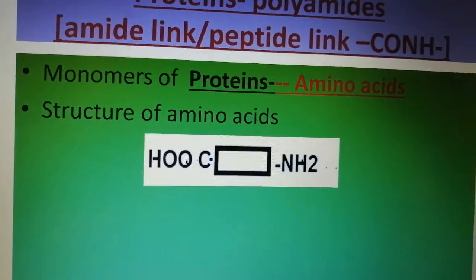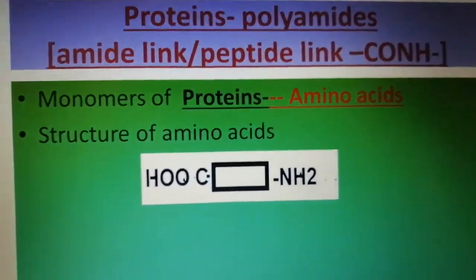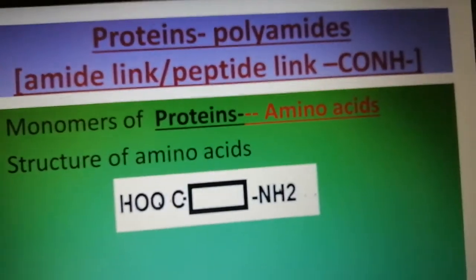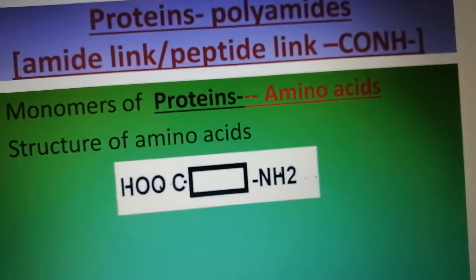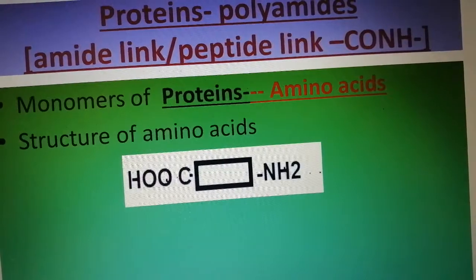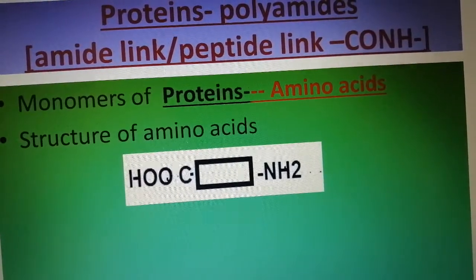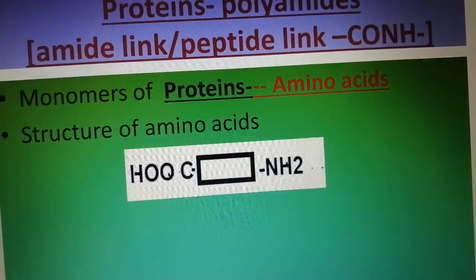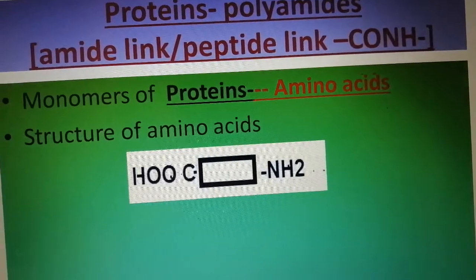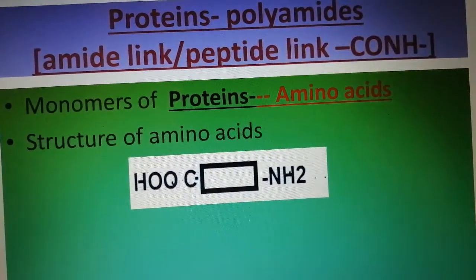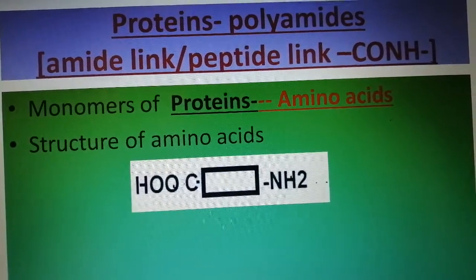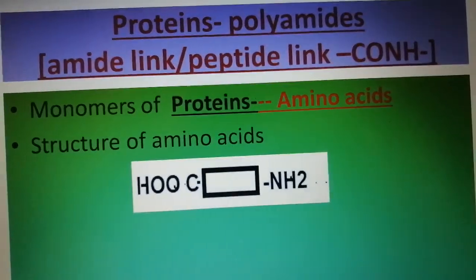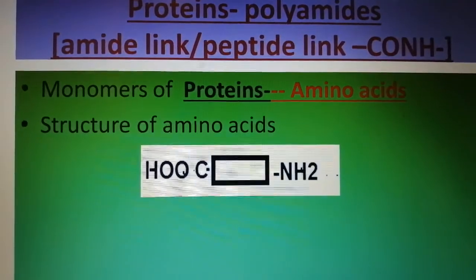Now we are going to proteins. Proteins are an example of polyamide. They have an amide link, or usually in proteins we say peptide link. Peptide means CONH, where CO means C double bond O, then NH. First we'll see the structure of the monomer of proteins. The monomer of protein is amino acid.